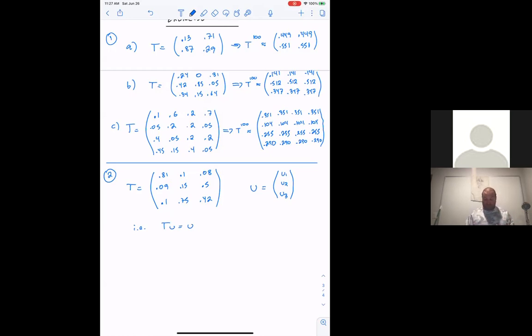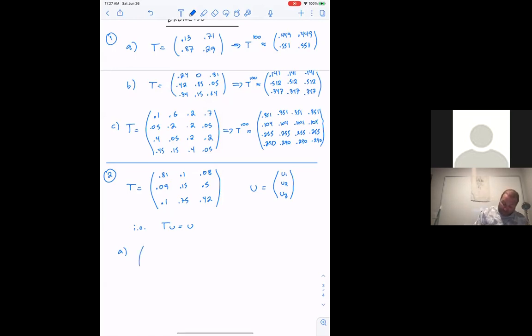If you transition on the steady state, you get back the steady state. It says A, find U by solving a system of equations. Now, I mentioned earlier that we're going to learn in the next section a slightly more sophisticated way of finding U, but you can find U by solving a system of equations. Let's actually go ahead and do it.